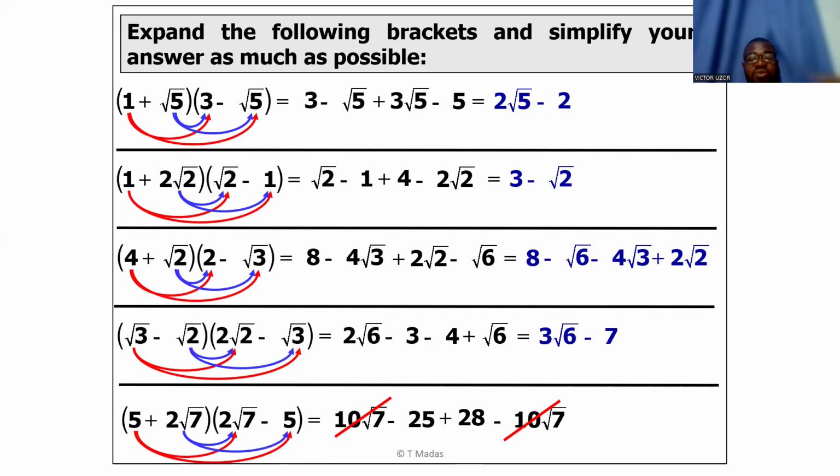Now look at that particular one. Look at that particular one, and whenever it is 10 root 7 or minus 10 root 7, it will go.